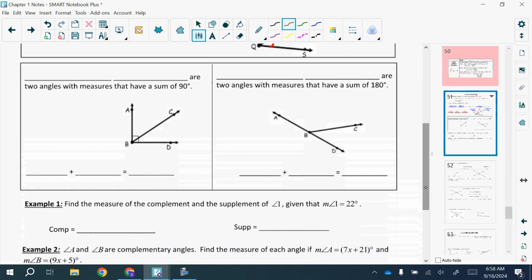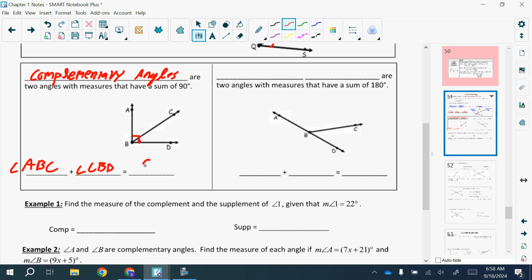We also have some special names for angles that have a certain sum. So complementary angles are two angles with measures that have a sum of 90 degrees, for example, here. So again, this little box here indicates that this is 90 degrees. So we can say angle ABC plus angle CBD equals 90 degrees, which is also angle ABD.